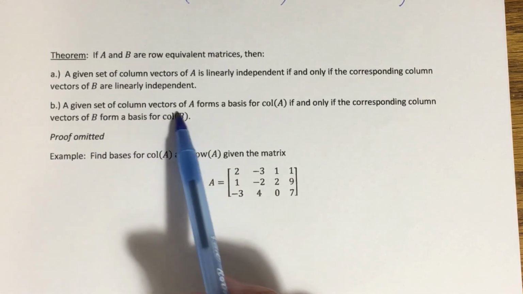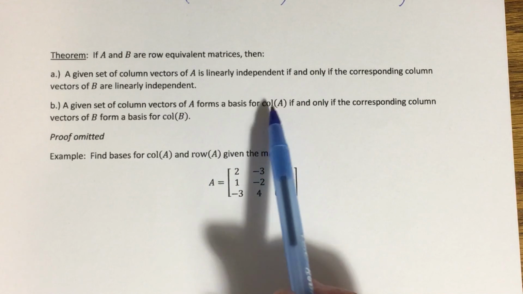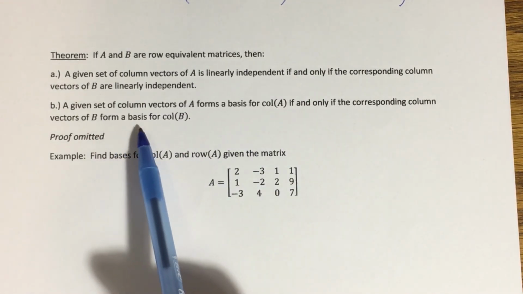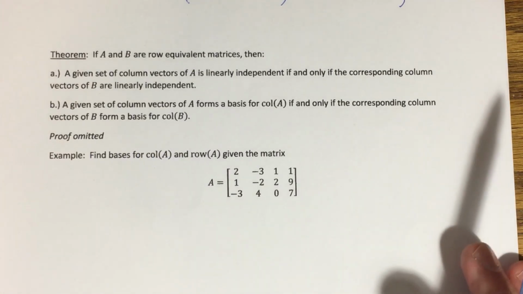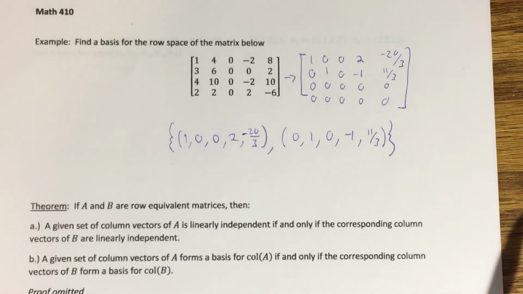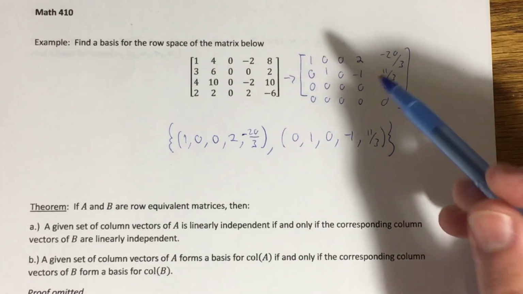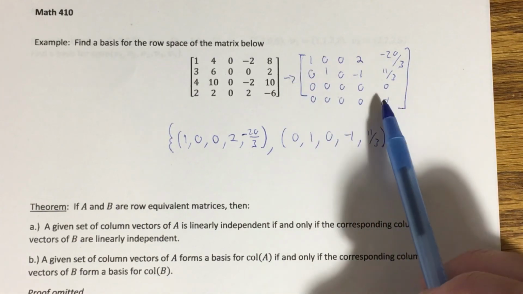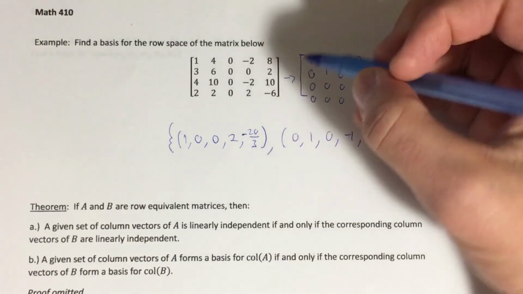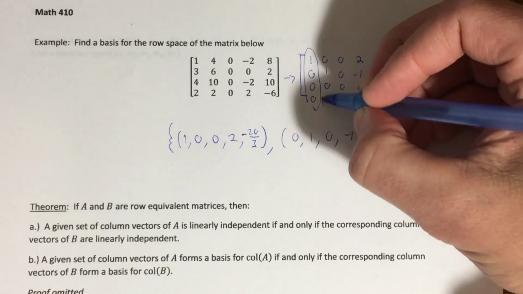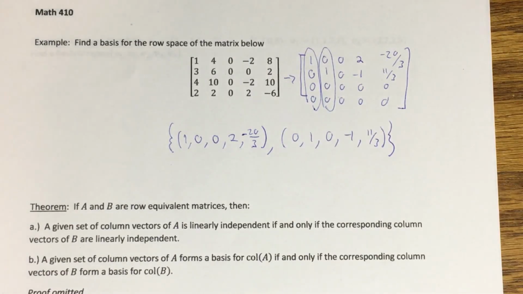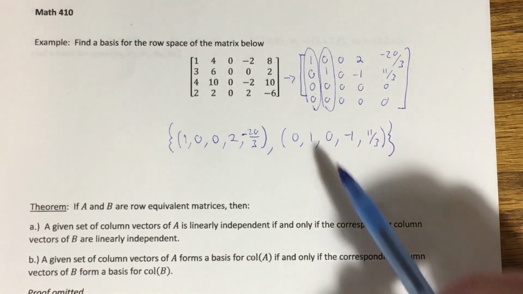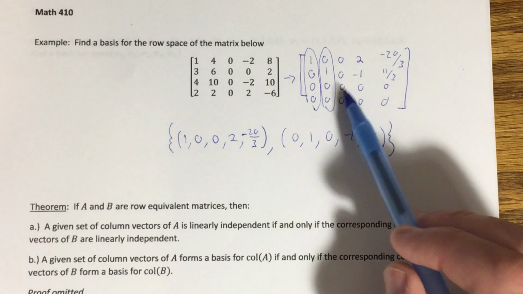A given set of column vectors of A forms a basis for the column space of A if and only if the corresponding column vectors in B form a basis for the column space of B. So coming back up here, notice that if I looked at the column space for this row reduced matrix right here, these 2 columns contain the only leading ones in that system. So these 2 columns could be used as the basis for the column space of this matrix.